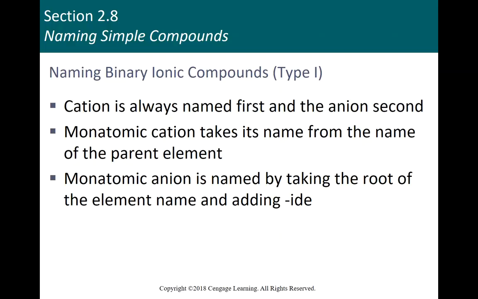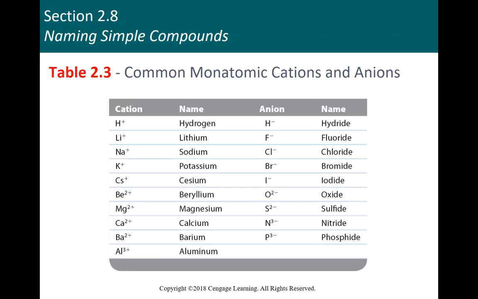If it is a monatomic cation, that means if it is not what we call a polyatomic ion, and again, another thing we're going to discuss later, then we just take its name from the parent element. So for example, Na is sodium, so Na would represent sodium in the compound. The monatomic anion, so we have a lot of anions that can be polyatomic, but this one is monatomic, then you just take the element name and add an "ide" ending. And so let's look at some of these.